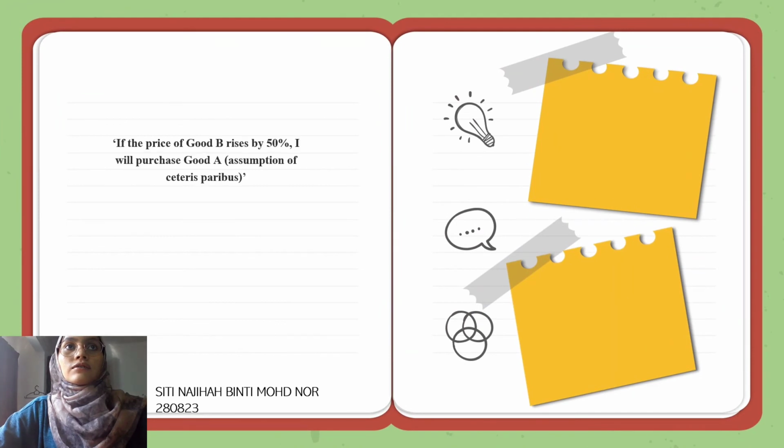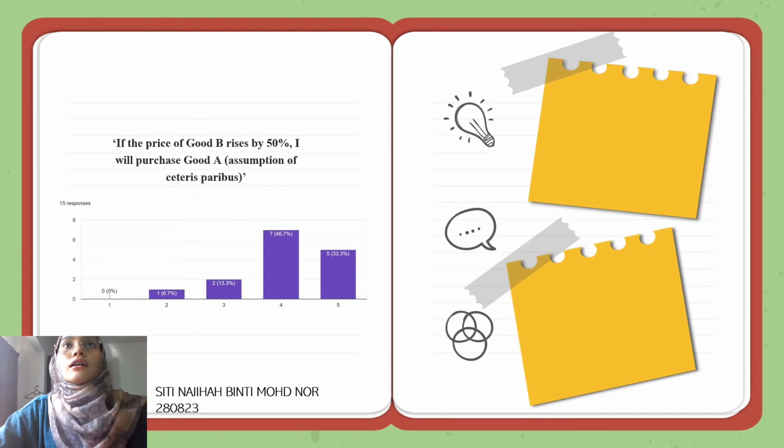So the third one: if the price of good B rises by 50%, I will purchase good A, under the assumption of ceteris paribus. Most of the respondents agreed: 46.7% of the respondents agreed, and 33.3% strongly agreed to buy good A if the price of good B increased by 50%.